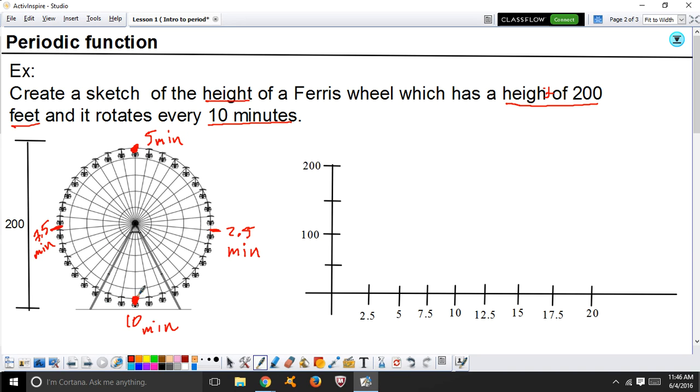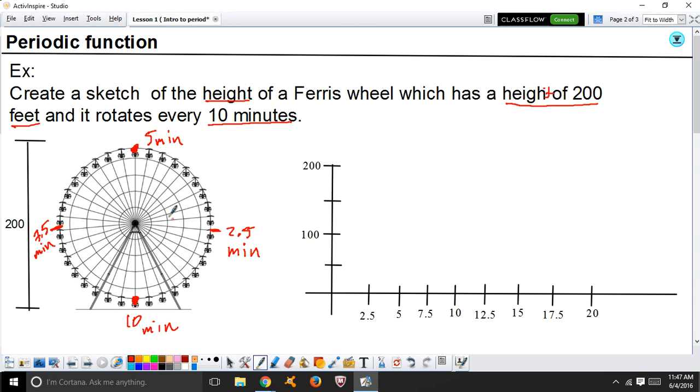So now let's see, where are we standing at each of those points? Because again, we want to recreate a graph over here where we can analyze the height. Now that we know the minutes for that Ferris wheel, we can actually create our graph.